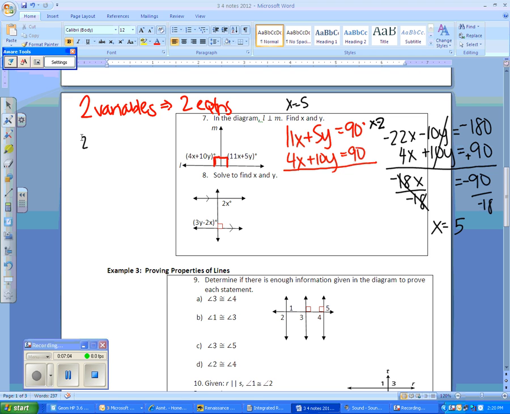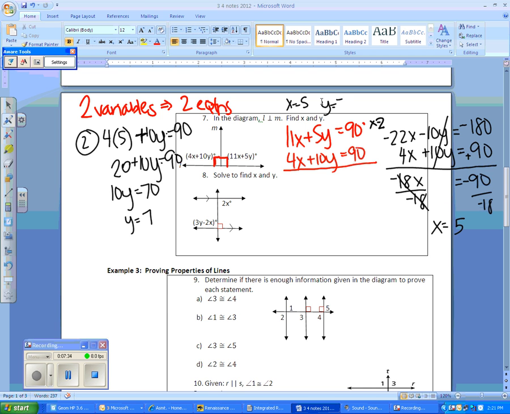So for the second part, I'm going to do it over here. I'm going to take this one because it's smaller and it looks simpler to me. So 4 times 5, I plugged in 5 for my x, plus 10y equals 90. Now I only have one variable, so I just need one equation to solve. So 4 times 5 is 20. I'm going to subtract that 20 from both sides, and I'm going to get 10y equals 70. Then I'm going to divide both sides by 10, and I'm going to get y equals 7.